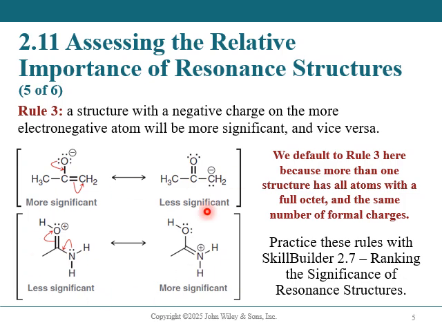In this structure that we have here as an example, we're going to default to rule number three because more than one structure has all atoms with a full octet and they have the same number of formal charges. Now it becomes a matter of where these formal charges are localized. Again, we pick the more electronegative atoms to most likely carry those negative charges, and then vice versa.